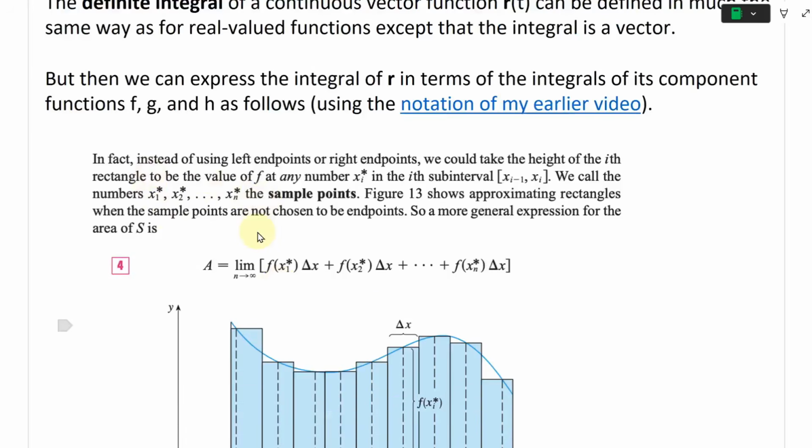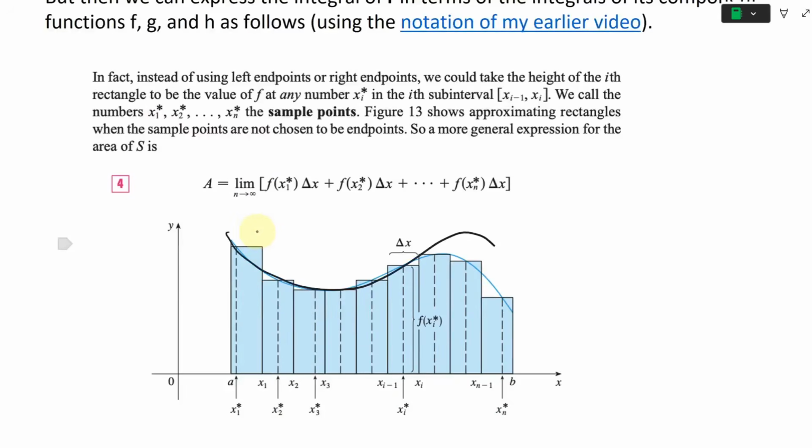Basically, I just want to bring this up because the notation is these are the sample points, this part right here. So if we had a curve like this, the whole idea of integrals is you just find the area under it, so you would have a geometric shape.